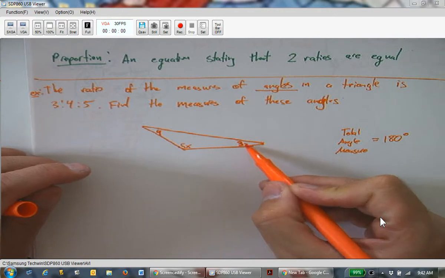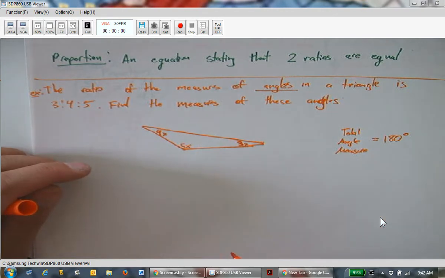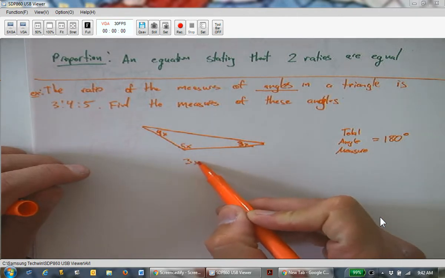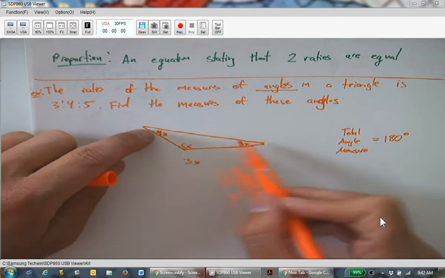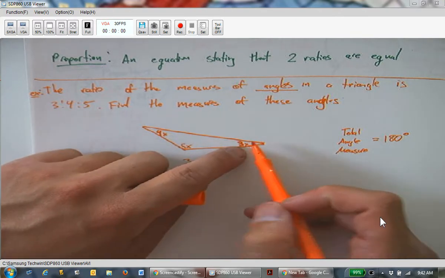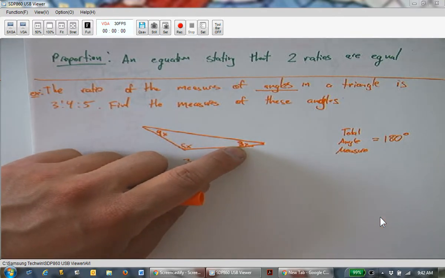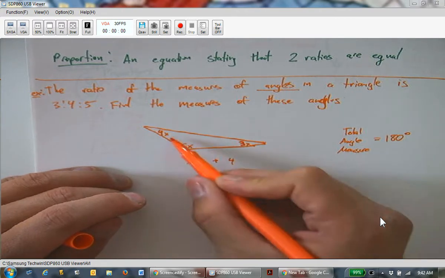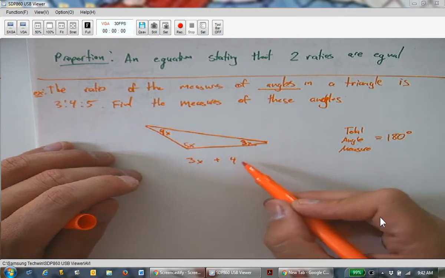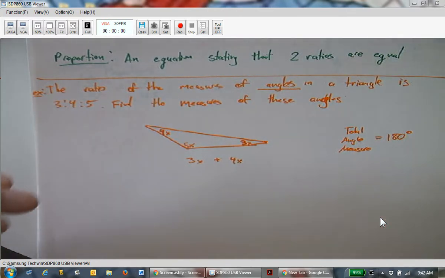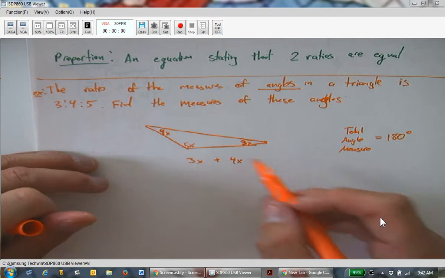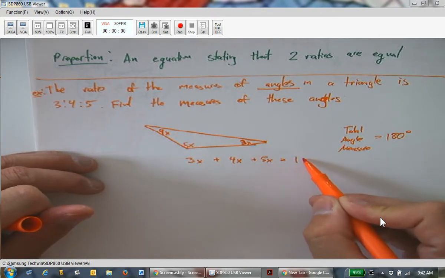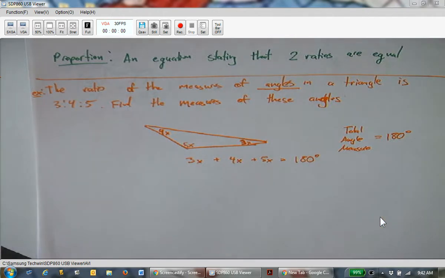So what we're going to do is attach x values to these. If we added these individual angle measures together, this is an angle of 3x. We don't know what x is. And this individual angle is 4x degrees. And down the corner is 5x degrees. We know that they're going to equal in total 180 degrees.